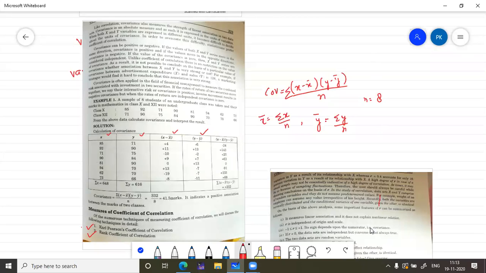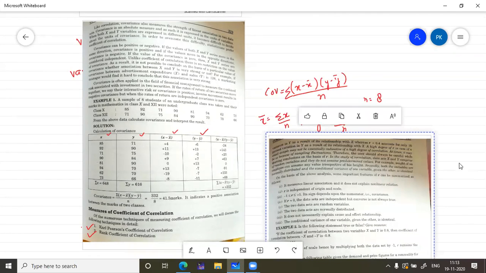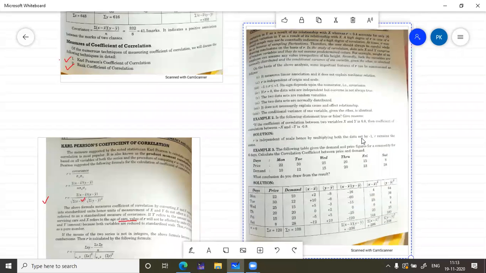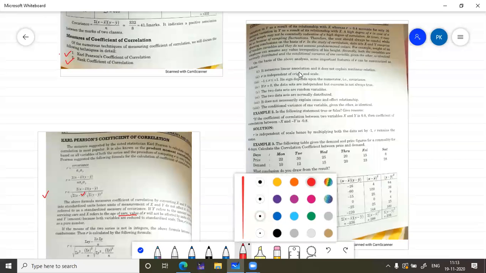We have some properties for the correlation. So here you see the properties for the correlation. The first property is that it measures the linear association, and it does not explain a non-linear relationship between variables. The second property is that it is independent of origin or scale.